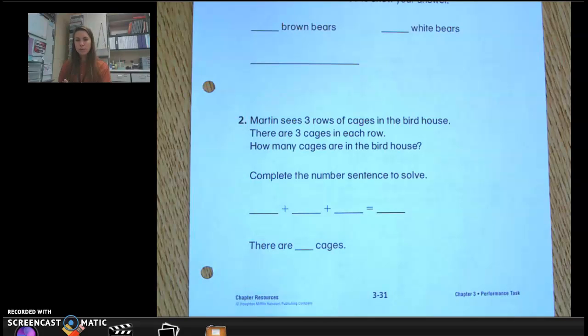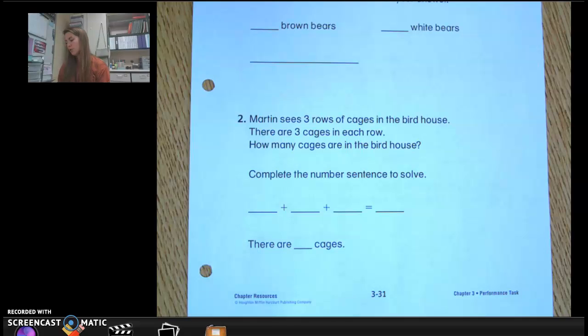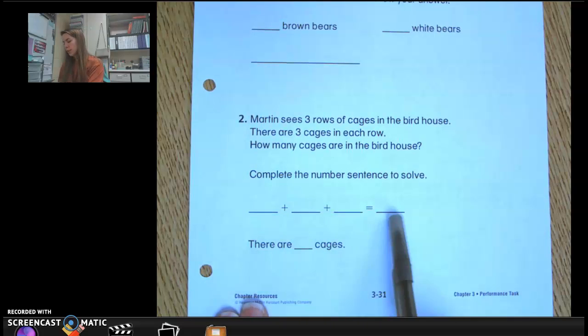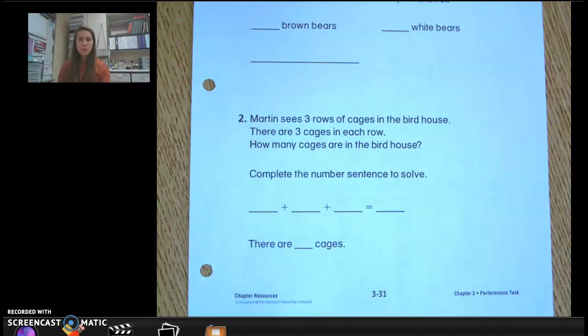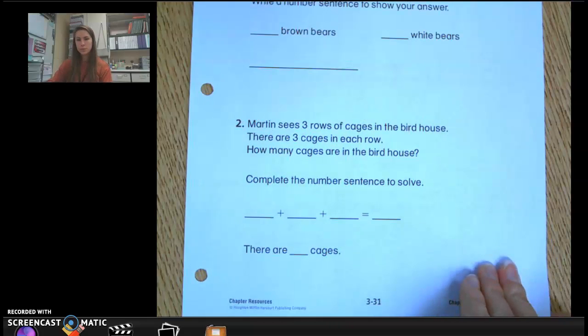This is one of those problems that we were practicing in class where we drew an array. Because if I have 3 rows of cages and 3 cages in each row, then I can draw my array, which will help me fill in my number sentence and answer the question, how many cages are there? So make sure you pause it before you have the video go on to the next problem.